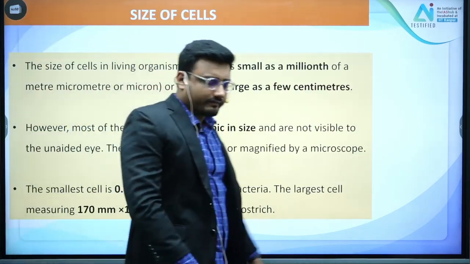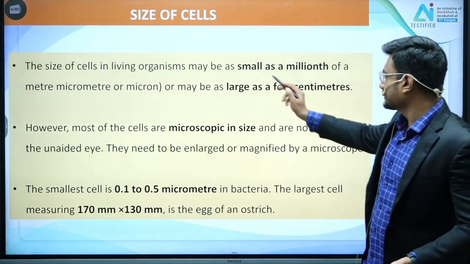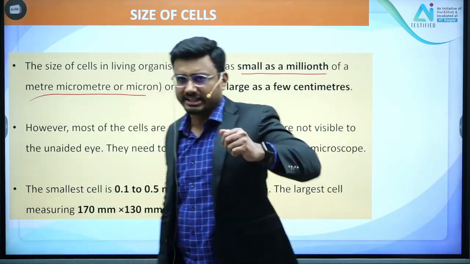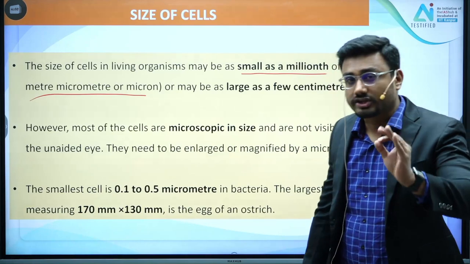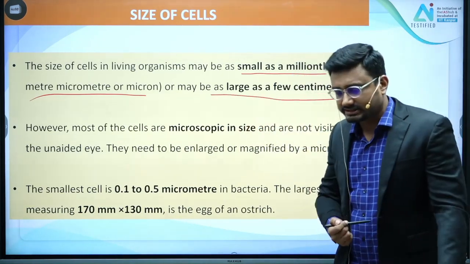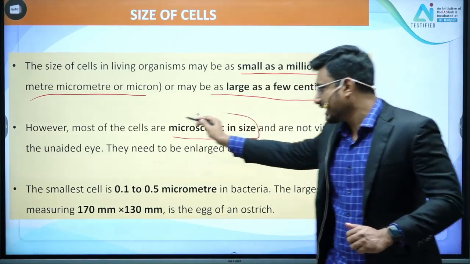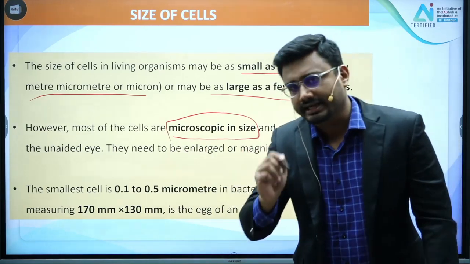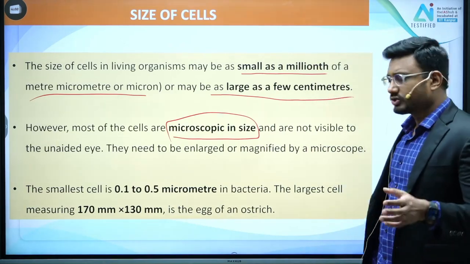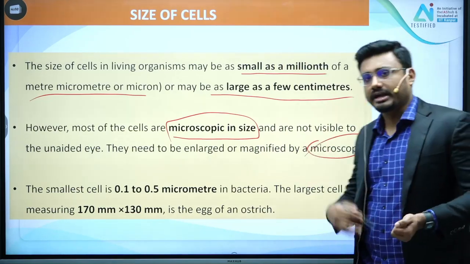Size of the cells. The size of the cells in living organisms may be as small as a millionth of a meter, that is a micrometer or micron, or it may be as large as a few centimeters. However, most of the cells are microscopic in size. That means we cannot see the cells with our naked eyes. We need a microscope to see that type of cells, as they are not visible to the unaided eye. They need to be enlarged or magnified with the help of a microscope.